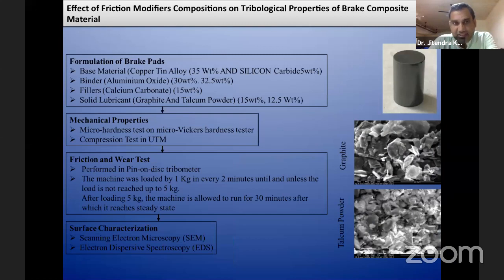Now, this is the last one. This work was done by my undergraduate student. Here they fabricated a metal matrix composite for brake application. Here we fix our base material, copper tin alloy, and silicon carbide at 5-8%. And then we more or less fix the binder, aluminum oxide, and then we add the filler and solid lubricant. These are the nanoparticles, graphite and talcum powder.